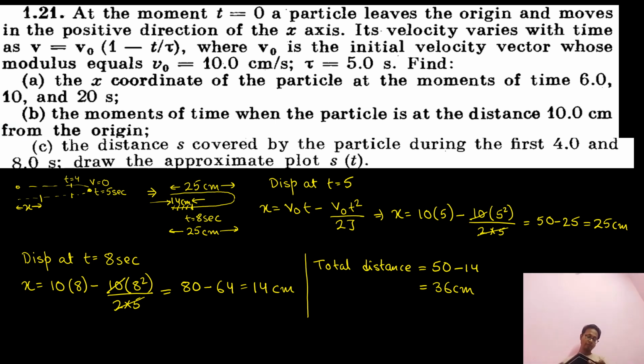Now the question is draw the approximate plot of xt. So if I draw the xt curve, the xt curve would be represented by this equation. Okay, what is the equation? By this equation, the xt curve is nothing but a reverse projectile. At t equals 0, x equals 0, and till t equals 5, the value of x would be somewhat. So if I draw this graph, the graph would look somewhat like this.